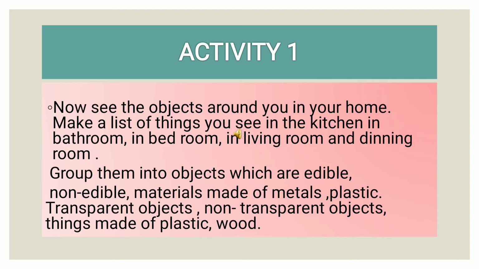Now see the objects around you in your home. Make a list of things you see in the kitchen, in the bathroom, in the bedroom, living room, dining room. Group them into objects which are edible, non-edible, made of metal, plastic, transparent objects, non-transparent objects, things made of plastic or wood.